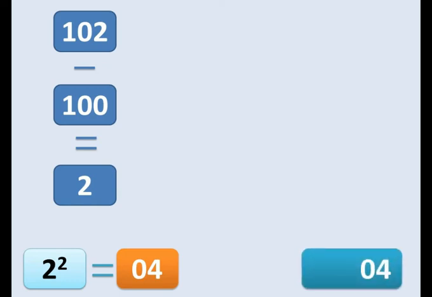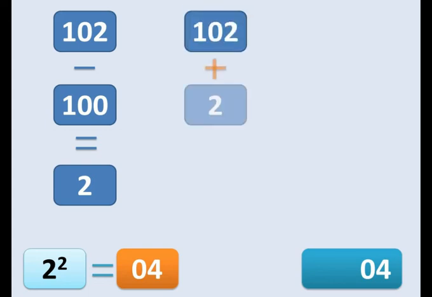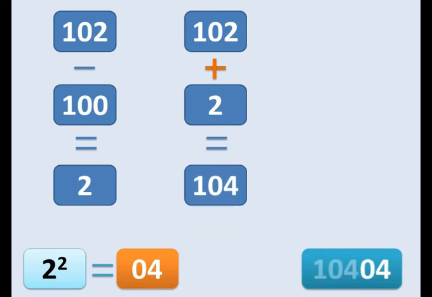Now if you remember, when the number, 102 in this case, is higher than the base, 100 in this case, we have to add the difference to our number to get 104. Now this is the later part of our answer. So the square of 102 is 10404. When the number is higher than the base, we only have to remember that we have to add the difference to the number.